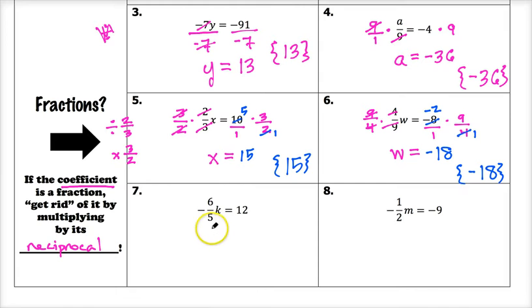Number 7, -6/5 k equals 12. I'm going to do the same thing as I did in 5 and 6, but keep in mind that we have a negative on the left side, so I need to multiply by -5/6 in order to undo not only the 6/5, but the negative sign as well. Remember, a negative times a negative is a positive, so I'm just going to get k on the left side. On the right side, I'm also multiplying by -5/6. So this is 12 over 1 times -5/6. My 6 and 12 cancel to 1 and 2. I'm left with 2 times -5 all over 1, which is -10.